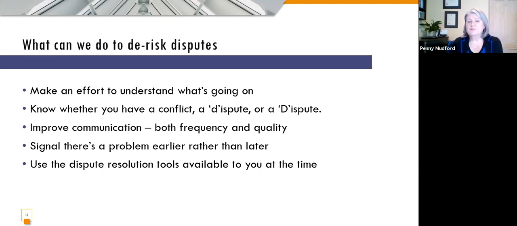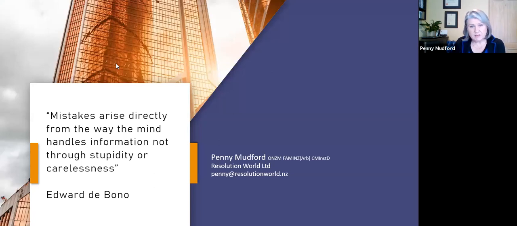Signal a problem earlier rather than later. One of the best ways to de-risk disputes is to actually deal with things. Don't stonewall, don't avoid, deal with it and do something about it sooner. And finally, use the dispute resolution tools available to you at the time. If it ends up having to go to formal dispute resolution, so be it, but there are many ways of resolving conflict and disputes before things get formalised to that level. So that really covers my presentation, and I'd be happy to take questions.